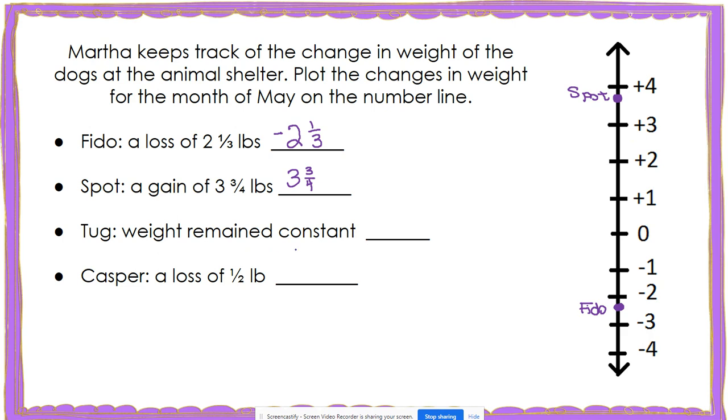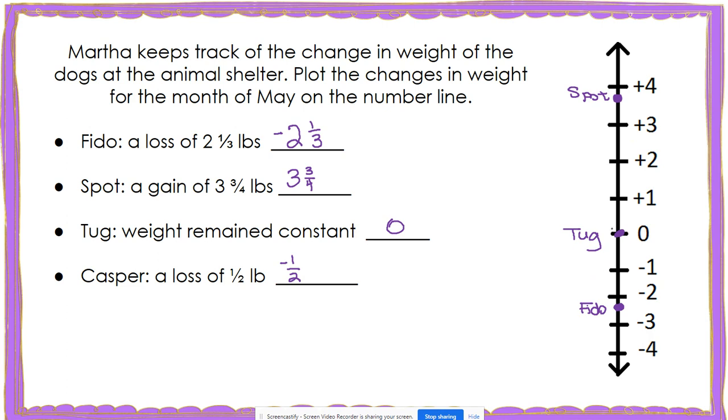Tug had a constant weight, which means his weight didn't change. Since his weight didn't change, I can use 0 to represent the change. Finally, I see that Casper had a loss of 1/2 pound. So because Casper lost half a pound, the number that I'm going to use to represent that is negative 1/2.